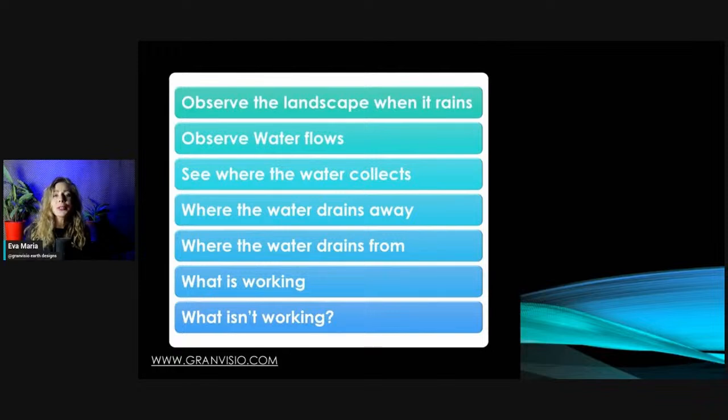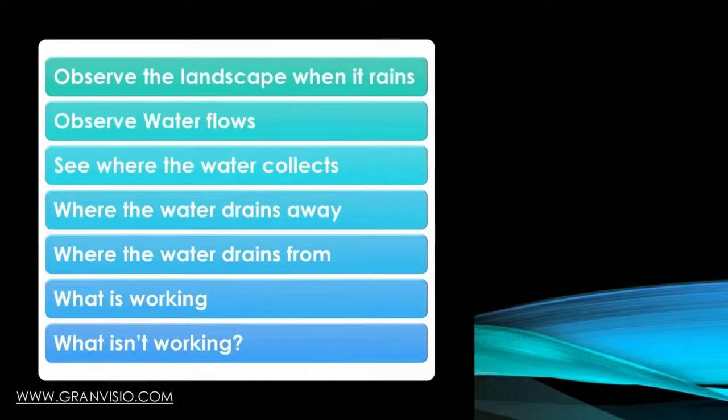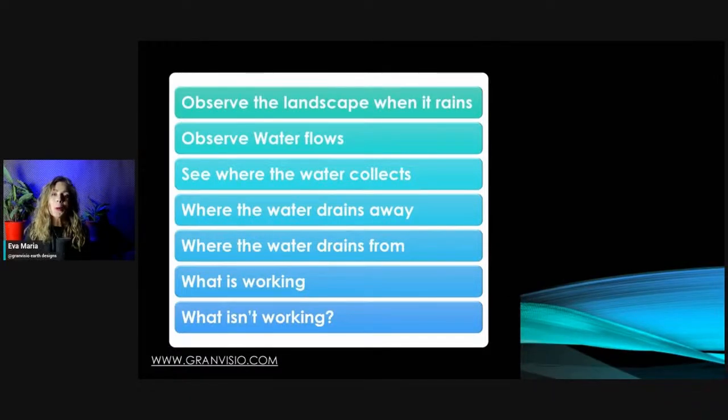So in relation to the first point, it will really help you out if you observe the landscape when it rains. You can observe water flows, you can see where the water collects, or where it drains away, or where it drains from, and what is working and what isn't. And take notes. Just so you know what to watch out for, here are examples of things that don't work.